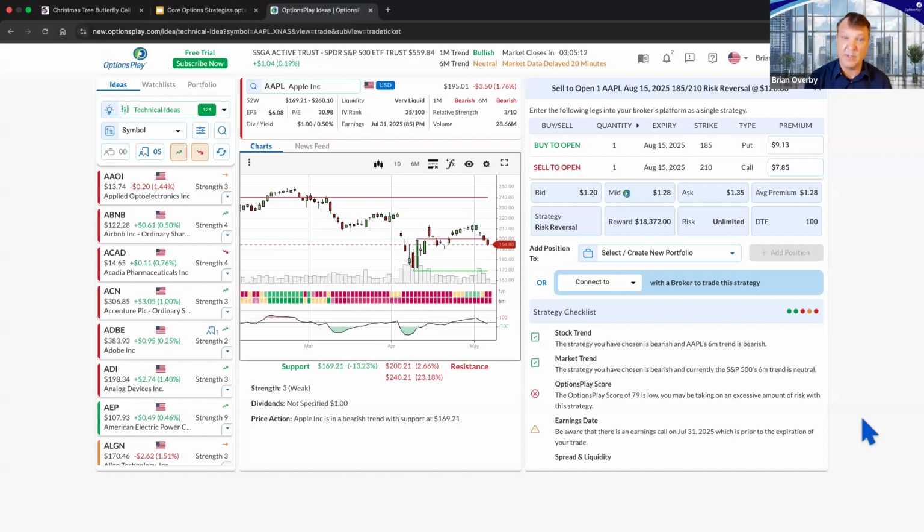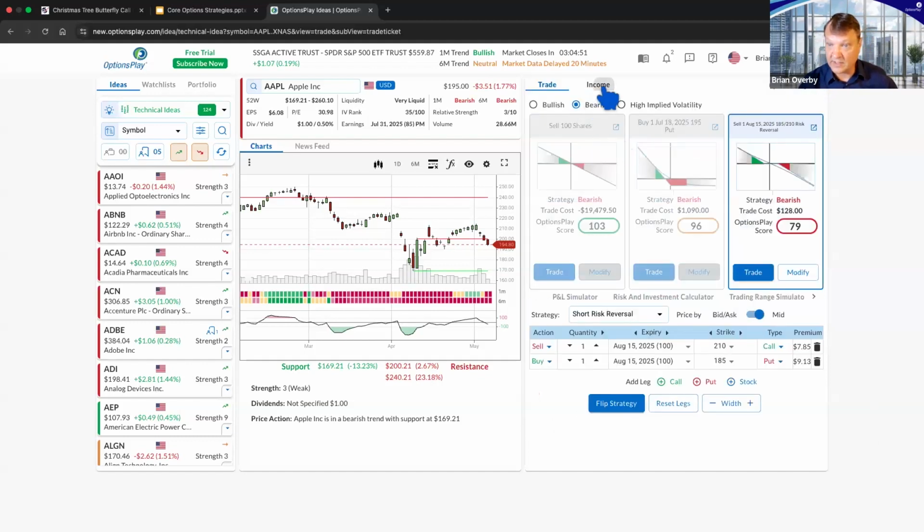And I feel like most people would be in that situation. Most people have Apple inside their portfolio. If you're talking about a different stock, a new stock that you want to build a position on, well, then I would consider selling that put option. All right. But if you want to, here's another way that we can go about it.